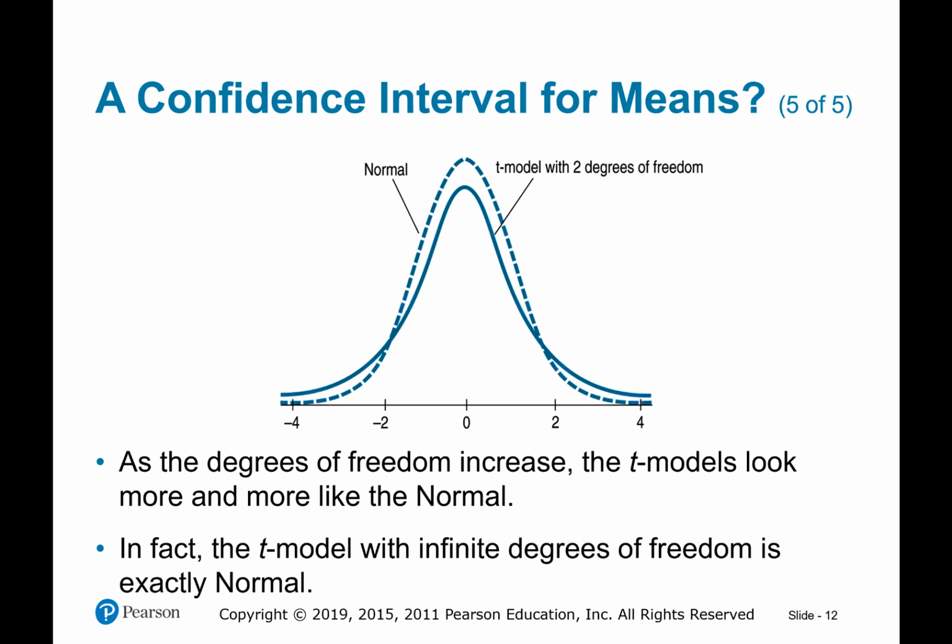If you can focus on that solid one, there's much more area under that solid curve once we get out to the extremes. So they say that the tails are fatter. But again, very similar shape. Don't worry, this is also programmed into your calculator. As the degrees of freedom increase, the T models get closer and closer to the normal, to the point where we could say if it has an infinite number of degrees of freedom, it is the normal model.